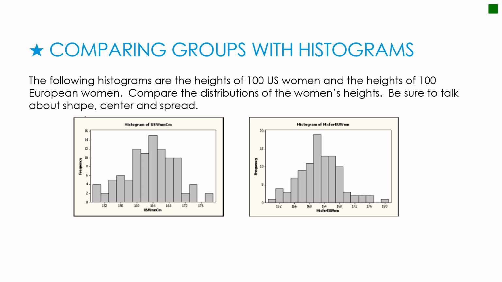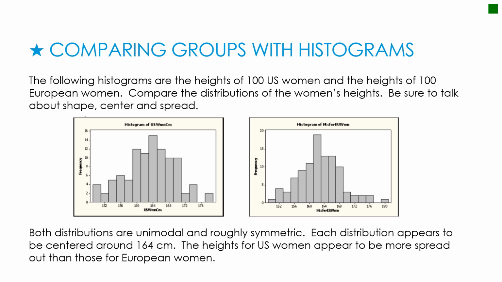Looking at these two histograms, we have the heights of 100 US women on the left, and the heights of 100 European women on the right. We're trying to compare the distributions, and some things that we might look at: we could say they're both unimodal and roughly symmetric. If I drew a curve, I could cut them roughly in half down the middle, and it would be about the same on each side. They only have one mode.